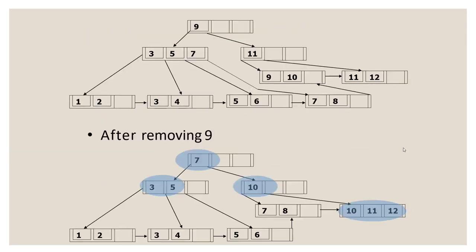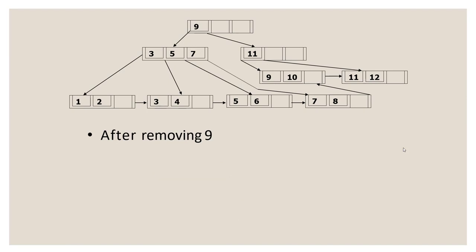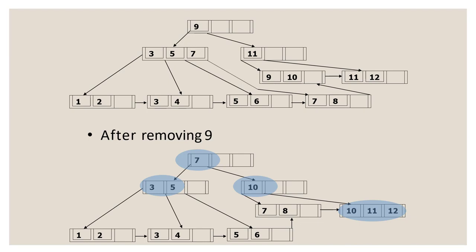Okay, I guess it decided to merge with the right one, right? Yeah. Okay, so it's gonna delete 9. We only have 10. So 10 will be merged with this right neighbor, which has 11 and 12. So now I have 10, 11, and 12.